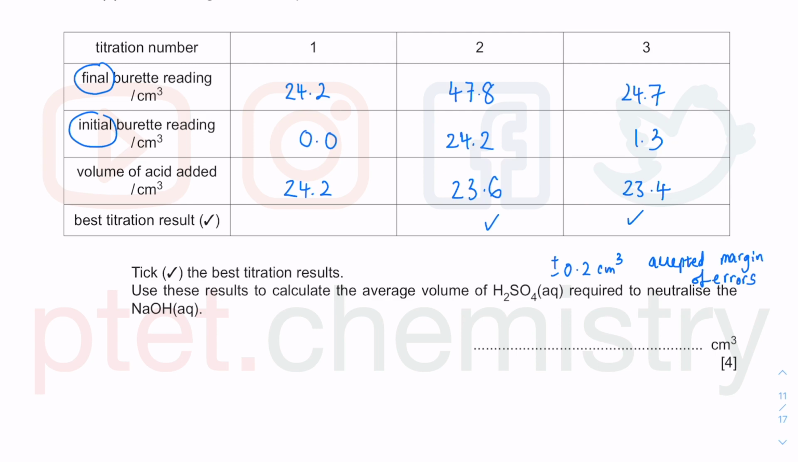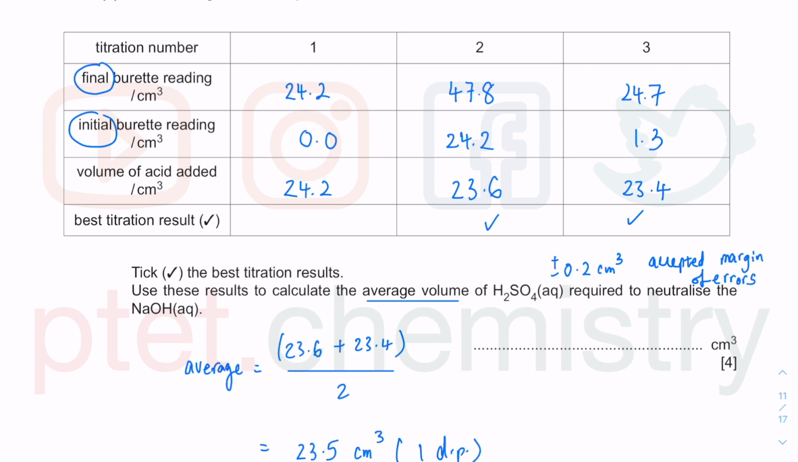Now you have to calculate the average volume based on your best titres, so 23.6 plus 23.4. Make sure you use brackets to prevent any unwanted mistakes, and your final average volume should be to 1 decimal place. As you know, that's what the burette reading accuracy is to in your O-level or your IGCSE chemistry. You see the unit has already been given. If it is not given, you always have to write down the unit like that.